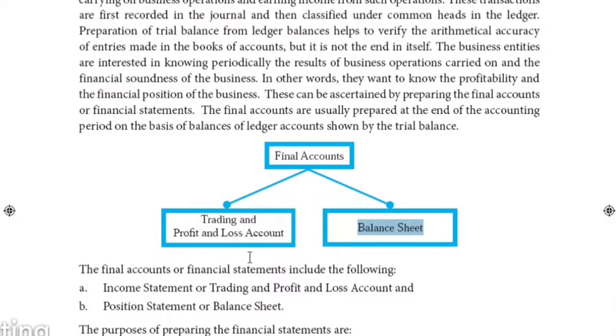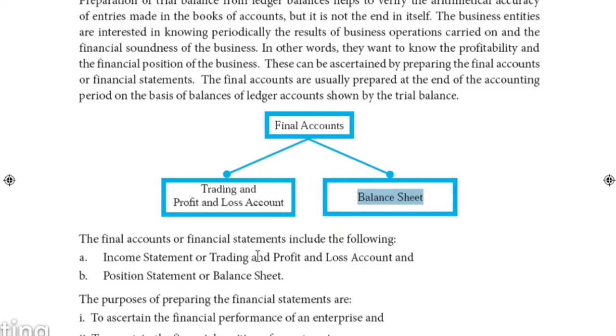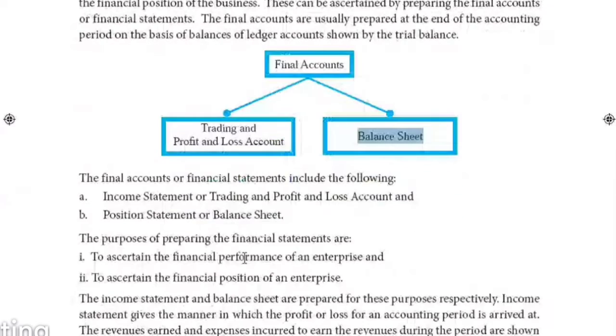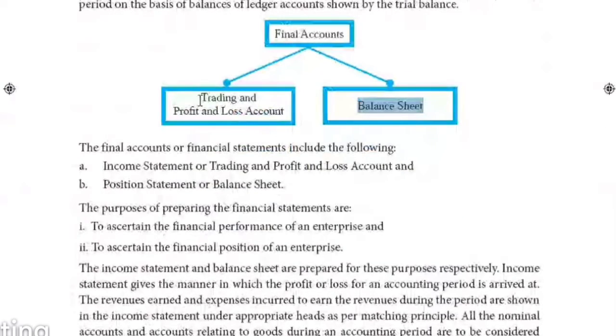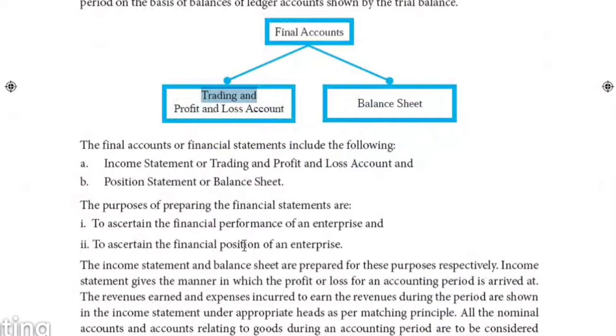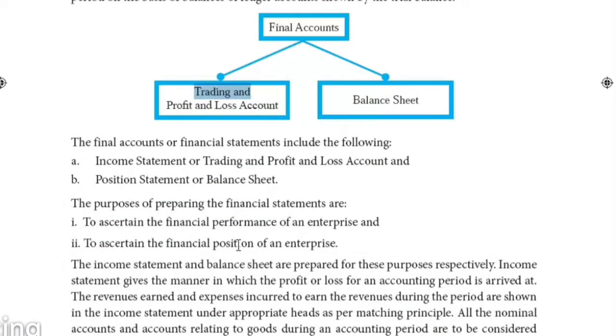First let's see what trading account is, and slowly we'll go into the other ones also. So trading account, basically, is a nominal account. Golden rule of nominal account: debit all expenses and losses, credit all incomes and gains. So all your expenses which relate to a trading account will be debited. All the incomes which relate to a trading account will be credited.